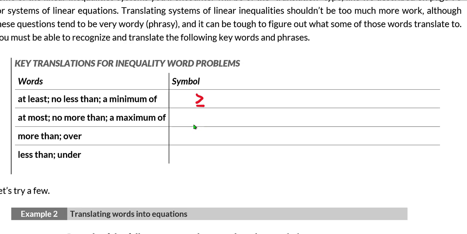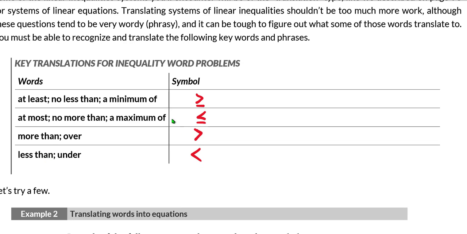If you say that John has at least $10, that means that he has 10 or more. His amount of money is greater than or equal to $10. At most, no more than, a maximum of, that is less than or equal to. More than is greater than. If John has more than $10, he can no longer have exactly $10. He must have above $10. And then less than, under, that would be less than, obviously.